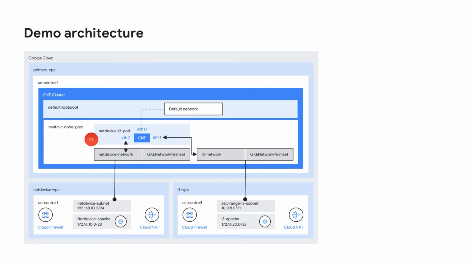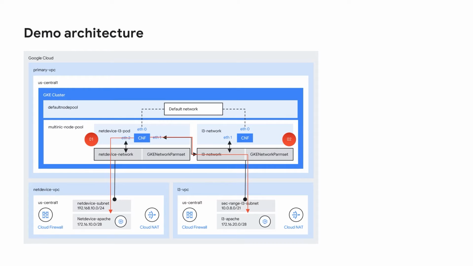In our first use case, we will perform a SSH into the net device pod and validate connectivity to the net device Apache instance in the net device VPC via EAP2 by performing a wget against the Apache server IP address. We will also perform a similar test, this time accessing the L3 Apache server in the L3 VPC via EAP1 validated by a wget.